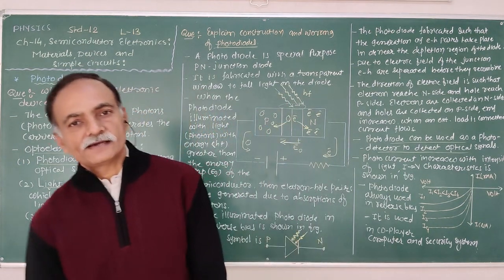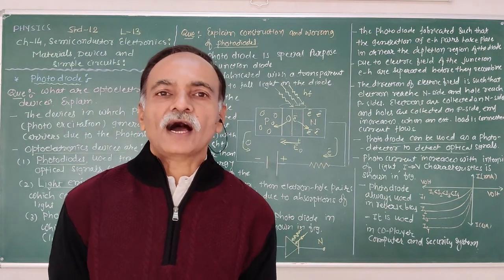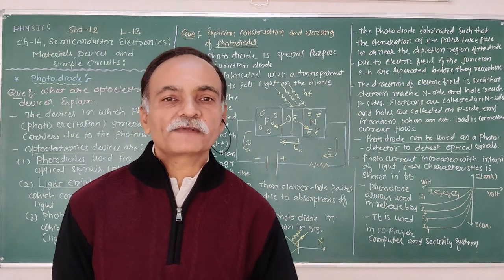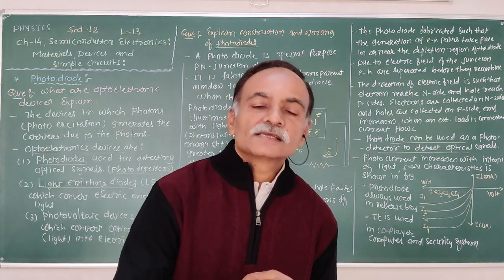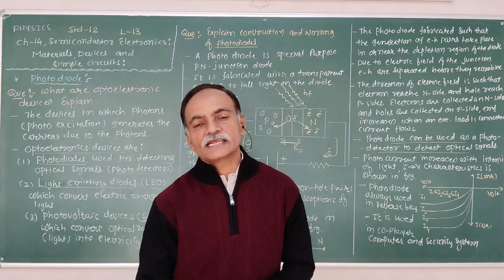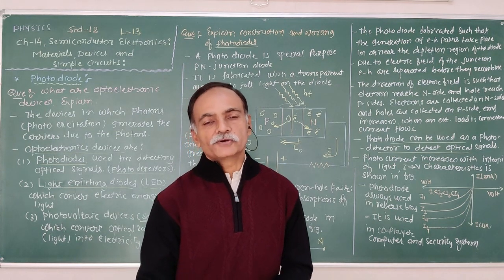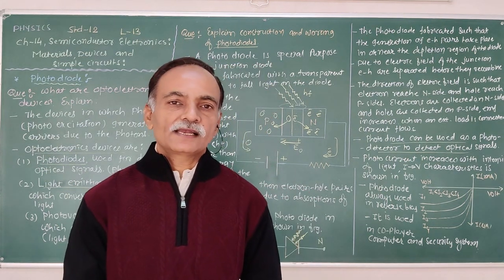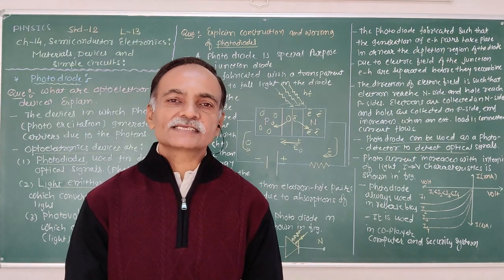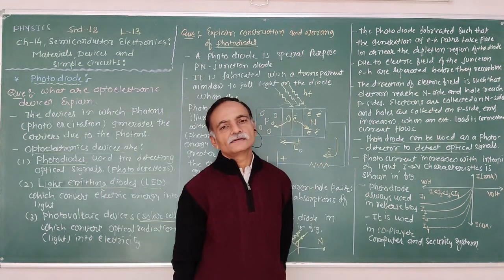Now, in a CD player, we insert the CD or the DVD in the drive. So, how is the data obtained? Whatever data is stored on the CD or the DVD is in optical form. To read this CD or the DVD, an optical device is required, and this optical device is the photodiode.